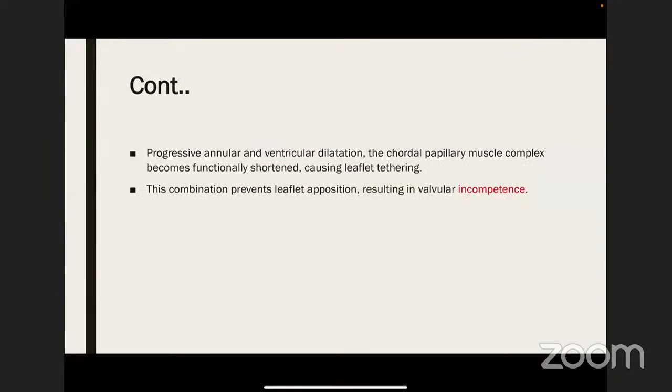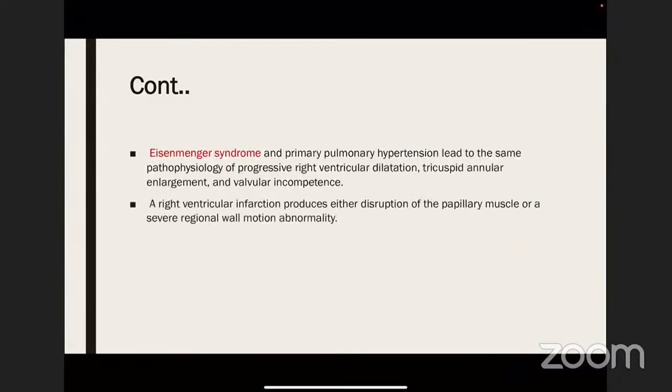With progressive annular and ventricular dilatation, the chordal papillary muscle complex becomes functionally shortened, causing leaflet tethering. This combination prevents leaflet apposition, resulting in valvular incompetence. Eisenmenger syndrome and primary pulmonary hypertension lead to the same pathophysiology of progressive right ventricular dilatation, tricuspid annular enlargement, and valvular incompetence. A right ventricular infarction produces either disruption of papillary muscle or severe regional wall motion abnormality.